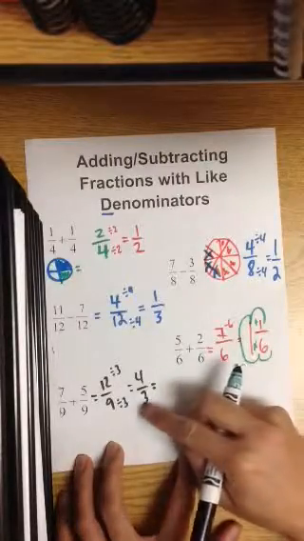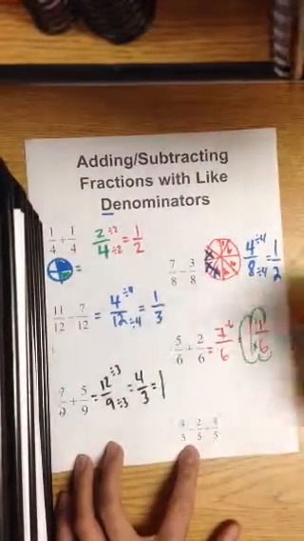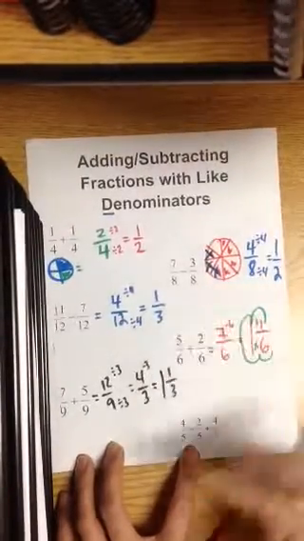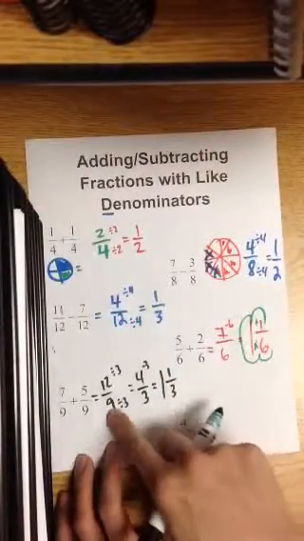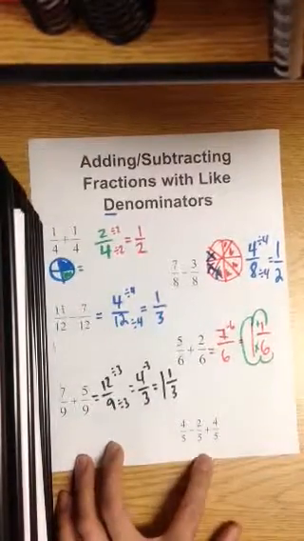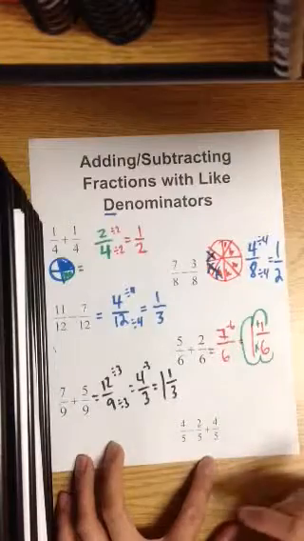How do you turn this into a mixed number? How many 3s go in 4? One time. What do you have left over? 1/3. So 7/9 plus 5/9 is equal to 12/9, which is equal to 4/3, which is equal to 1 and 1/3. And our last example is order of operations.